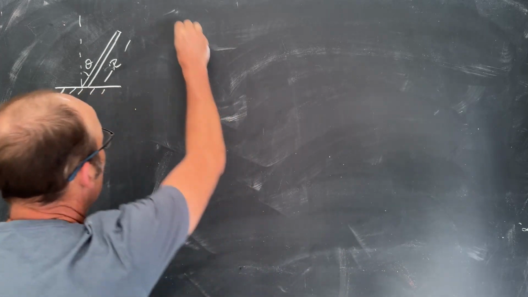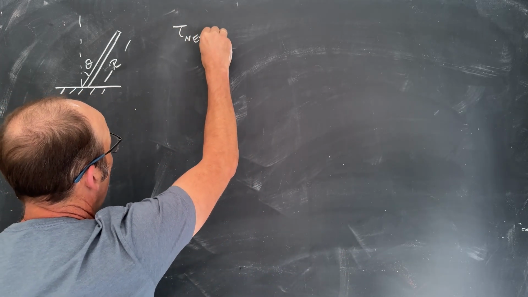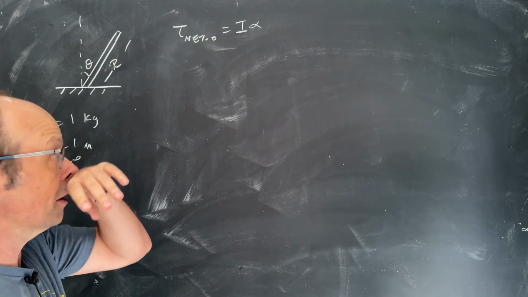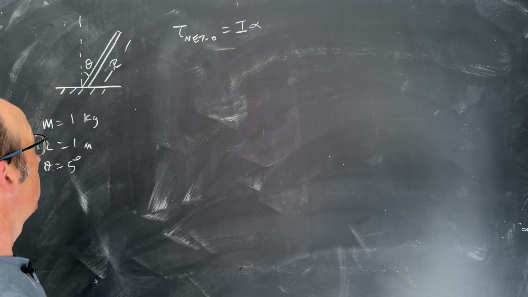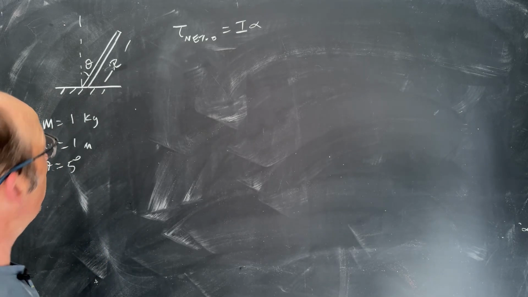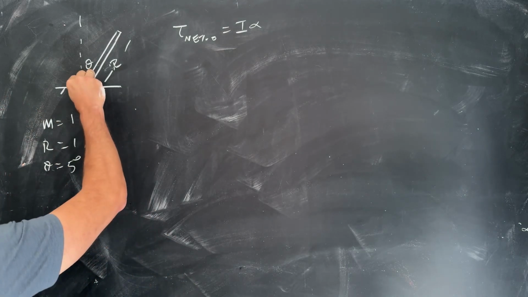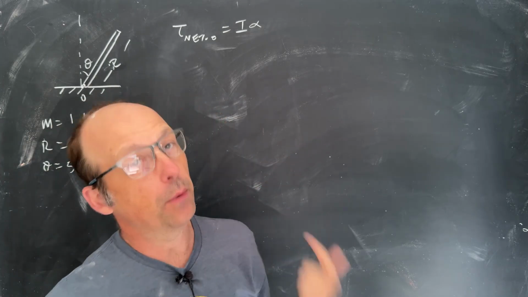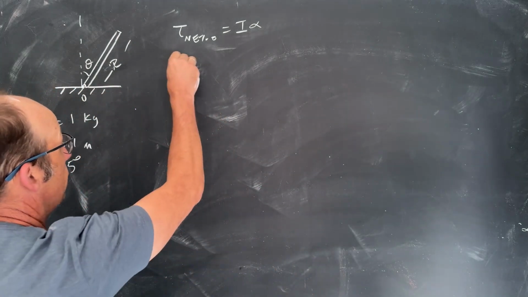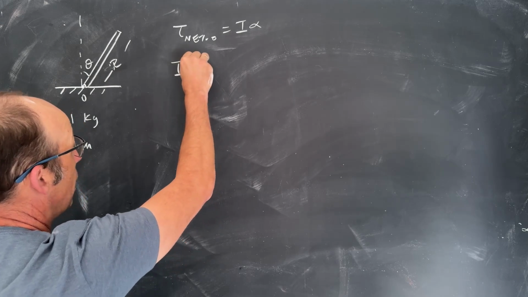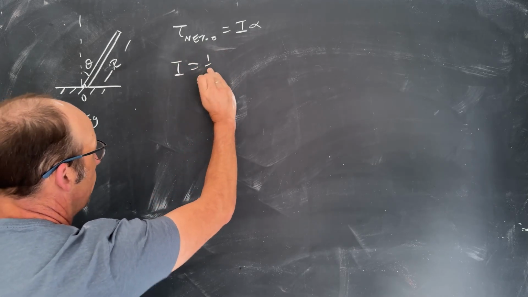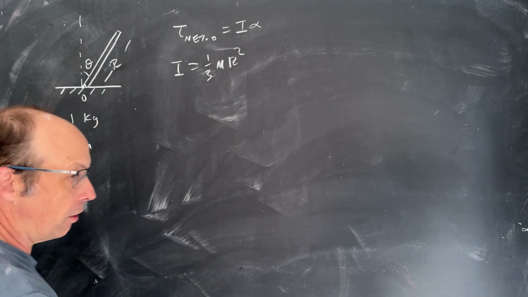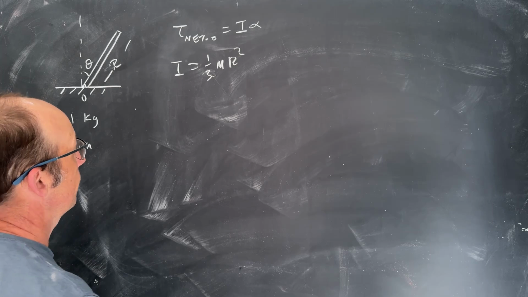So let's just go ahead and say the net torque about some point O is equal to the moment of inertia times the angular acceleration. We want to find that angular acceleration. Obviously we are rotating about the point down here, so that's my point O. We need a couple things. We need the torque and we need the moment of inertia. Well, the moment of inertia is actually pretty easy. The moment of inertia for a stick rotated about one end is 1/3 mr squared, right? And again, I'm calling the length r because sometimes we use L for angular momentum.